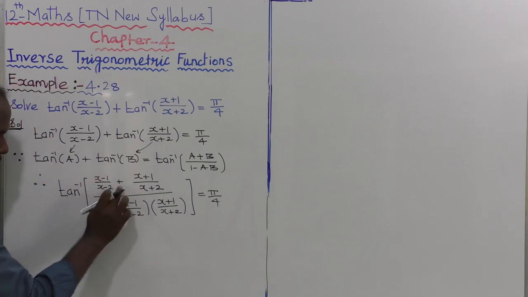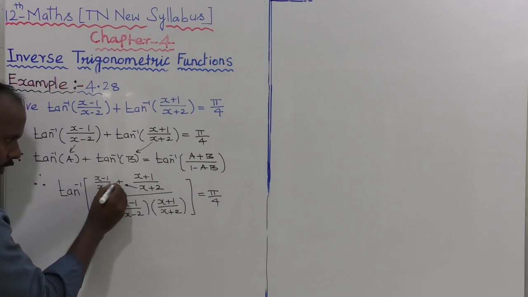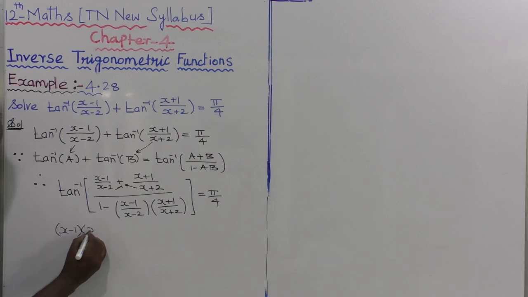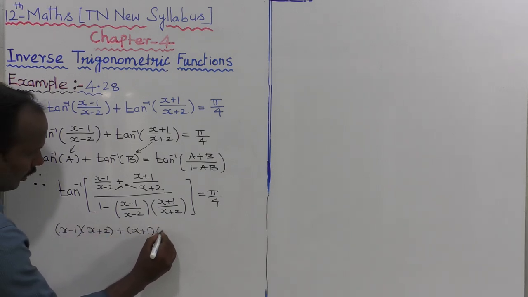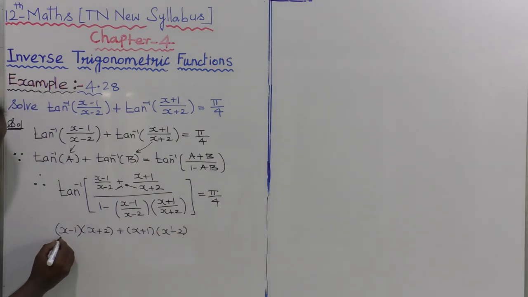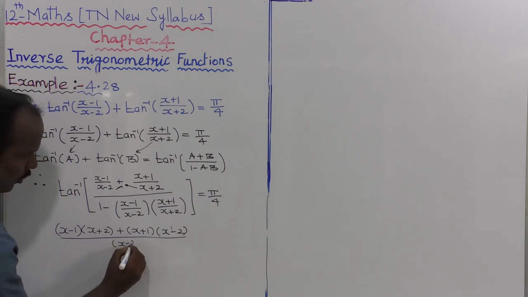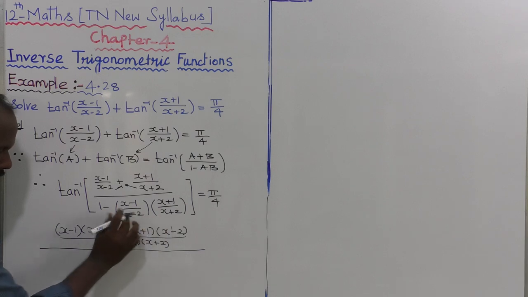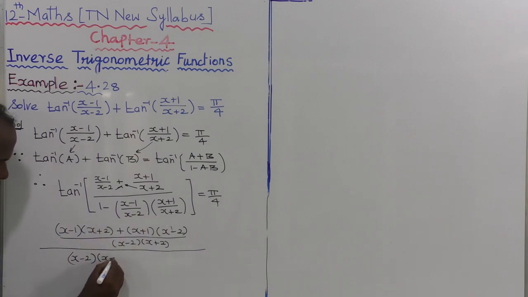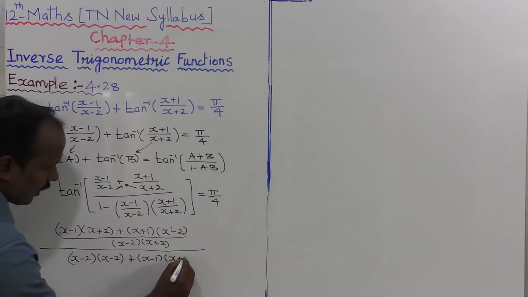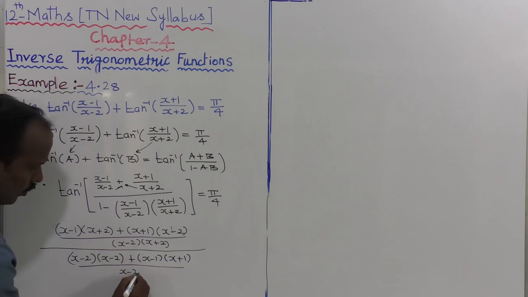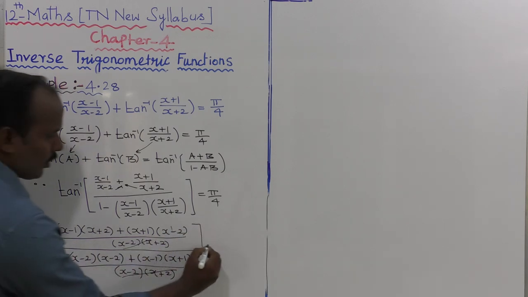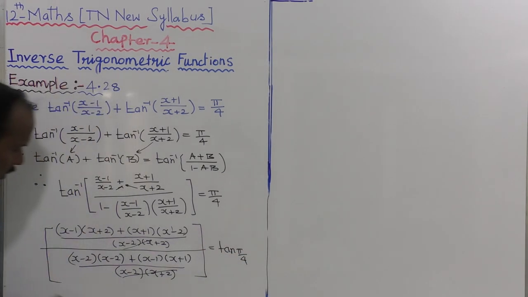In the numerator, cross multiplication: (x minus 1) into (x plus 2), plus (x plus 1) into (x minus 2), whole divided by (x minus 2) into (x plus 2). The whole divided by the denominator: (x minus 2) into (x plus 2) minus (x minus 1) into (x plus 1), whole divided by (x minus 2) into (x plus 2). So this fully cancels, and is equal to tan pi by 4.